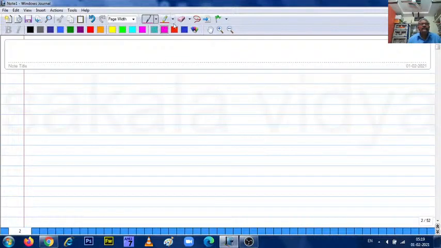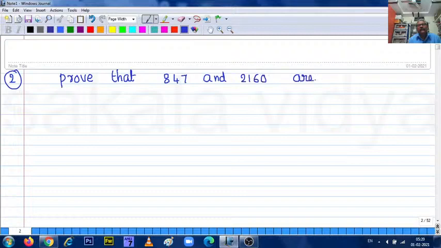Next, second question. Prove that 847 and 2160 are co-prime using Euclid's division algorithm.